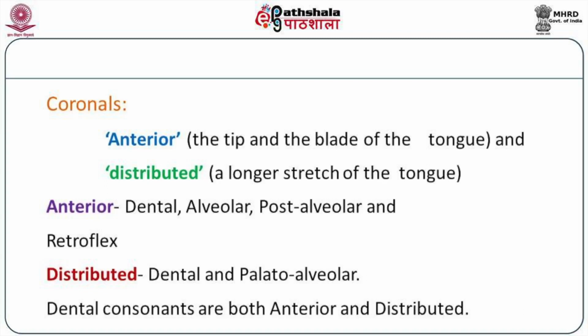Now, dental consonants are those which are both anterior and distributed. In the production of a dental consonant, it is the tip and the blade of the tongue involved, and a larger chunk of the tip and the blade of the tongue are involved.